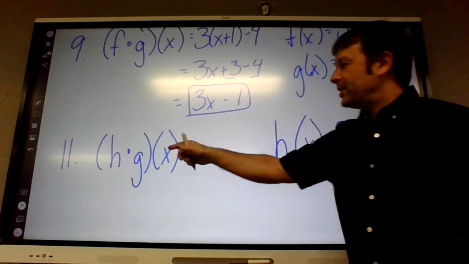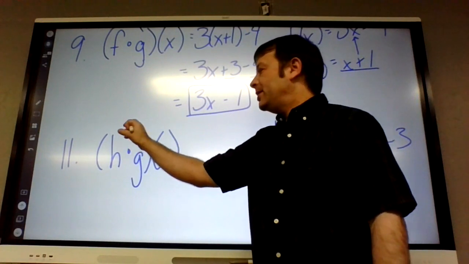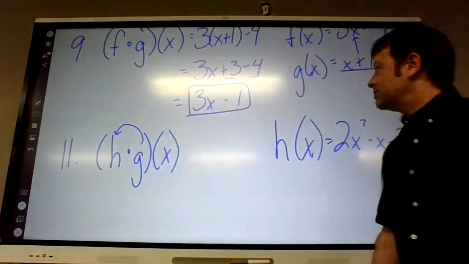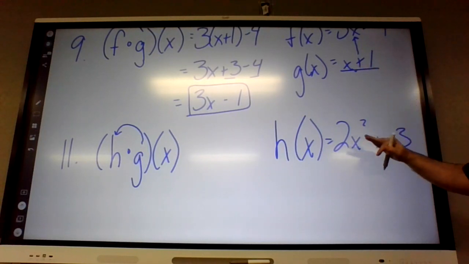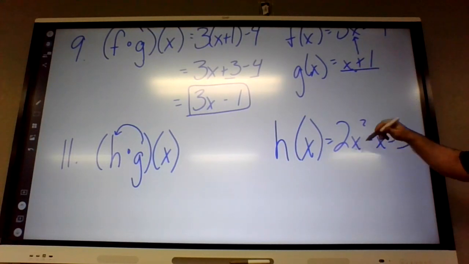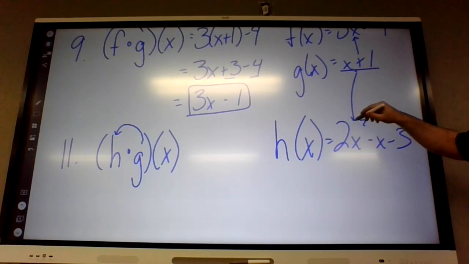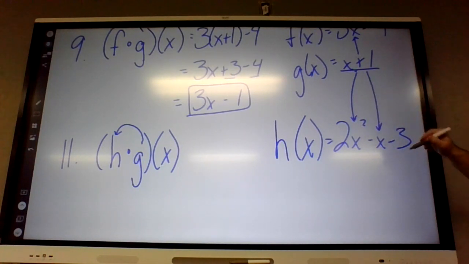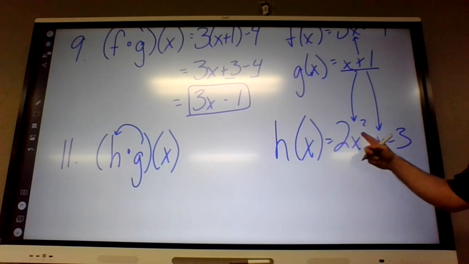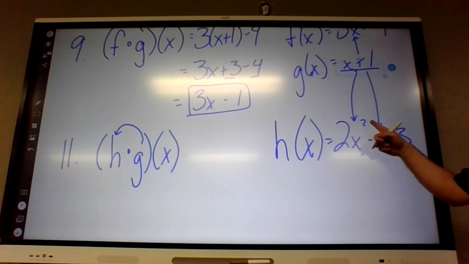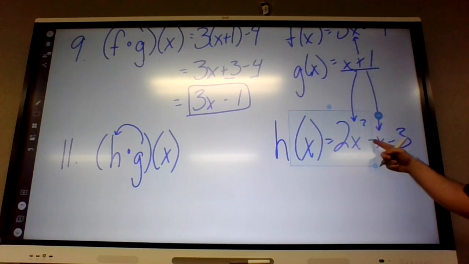we're going to take the g function again and put it into the h function. So here's the g function again. Now, where am I going to put it in this function? For both spots, both x's. So this is going to be rewritten as 2 times (x plus 1) squared minus (x plus 1) minus 3.